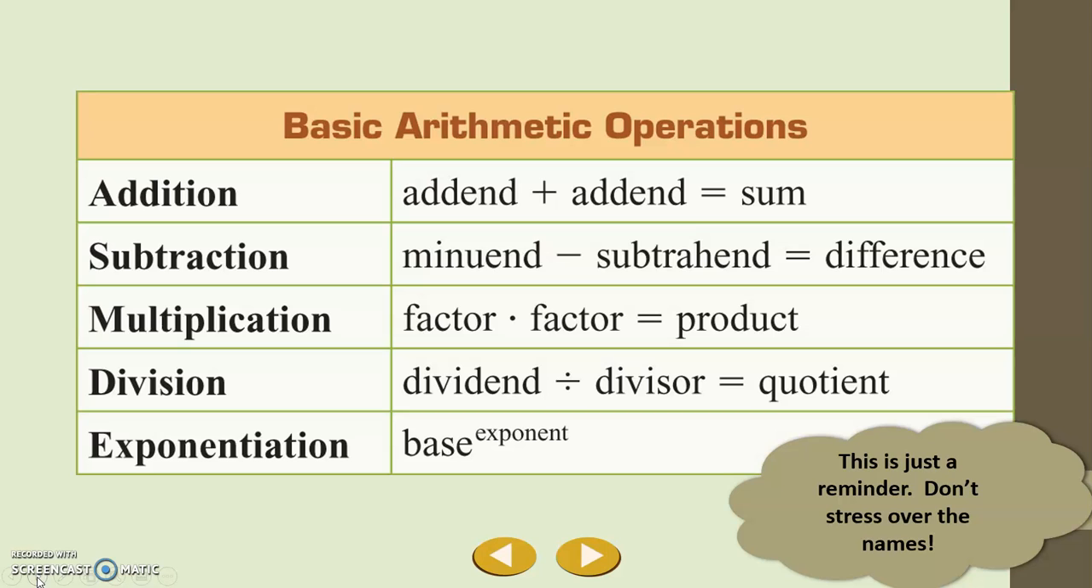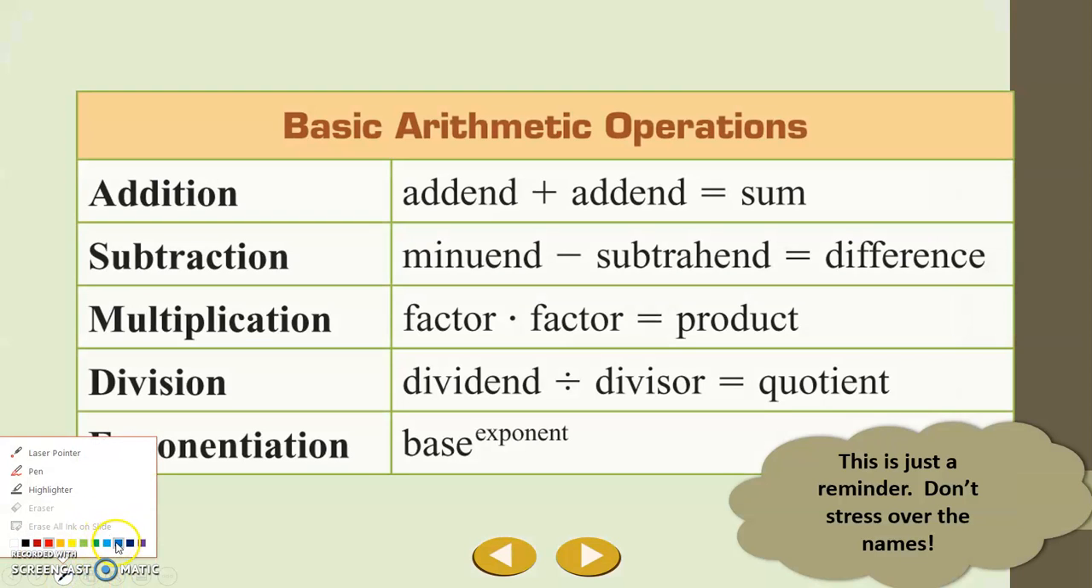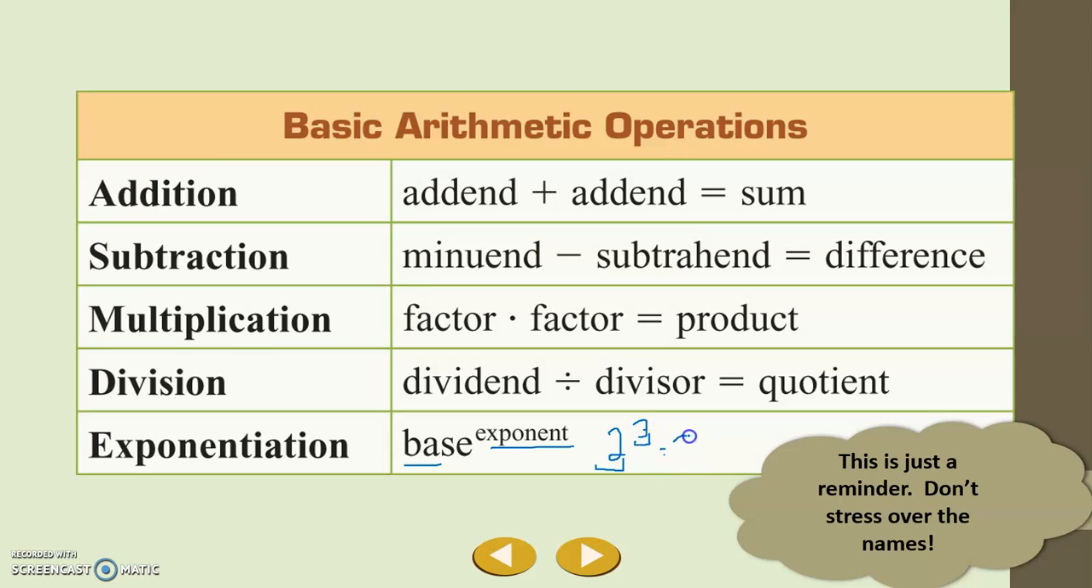And then exponentiation, you have a base being raised to an exponent, which is just really a factor. The base is your factor. Let me try to write on the screen here. The base is your factor, and the exponent is how many times you're multiplying that factor. So 2 to the third power, for example. We use a factor of 2, and we multiply it 3 times. So that looks like 2 times 2 times 2.